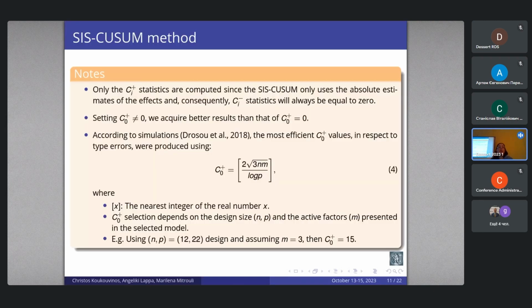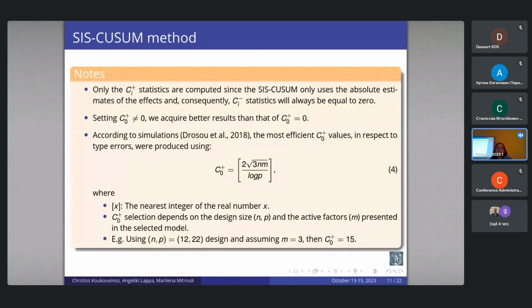Note that we only use the upper statistics, since we use only the absolute estimates, during this procedure, since the CI minus statistics of the CUSUM chart will always be equal to 0. Furthermore, we use a starting value different from 0 because, according to our simulations, we have better results.